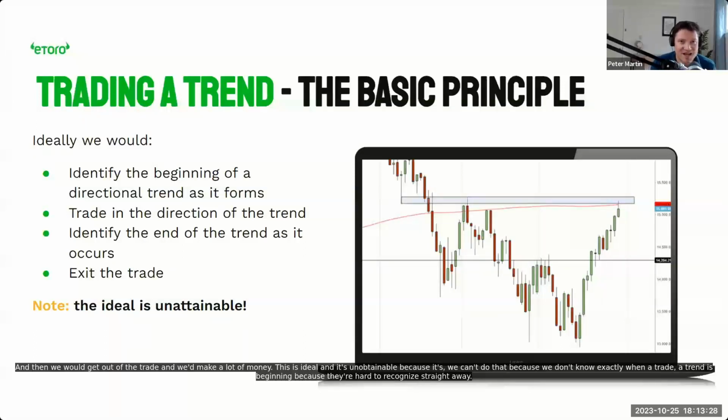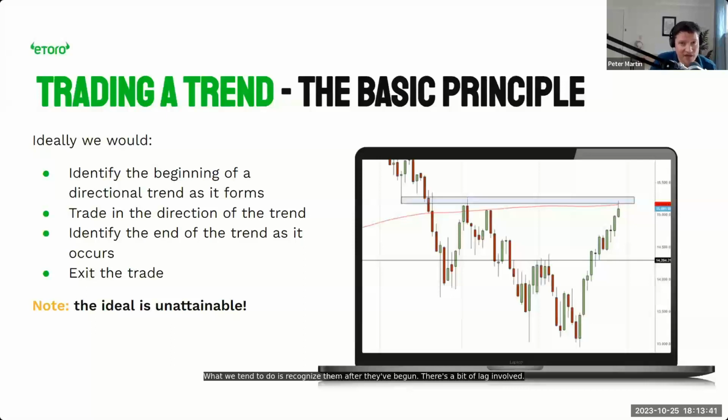This is ideal, and it's unobtainable because we don't know exactly when a trend is beginning, because they're hard to recognize straight away. What we tend to do is recognize them after they've begun. There's a bit of lag involved, but we need that to have the confidence that we're seeing what we think we're seeing. And similarly, we don't know the trade is over until quite a bit of delay has gone on, because it will turn on you and you don't know that it's over until you've given back quite a lot of your profit.